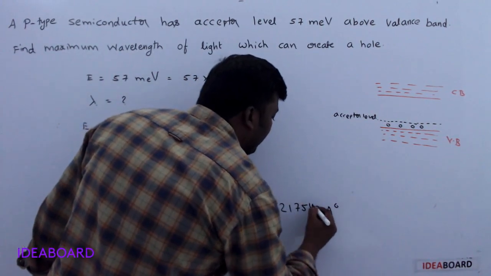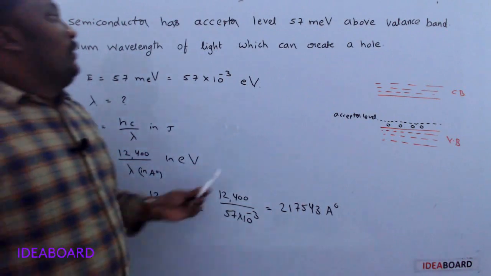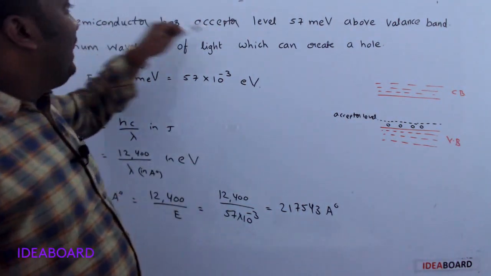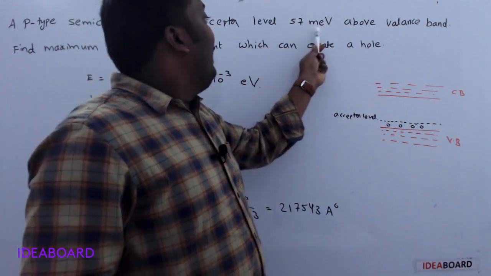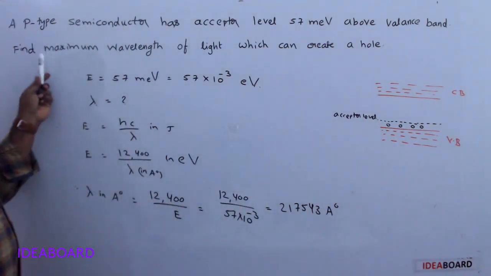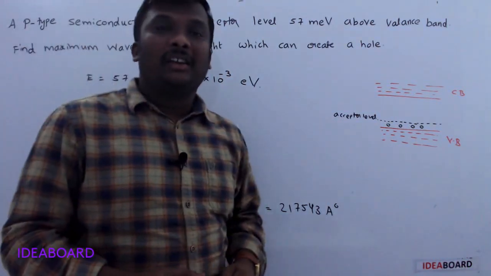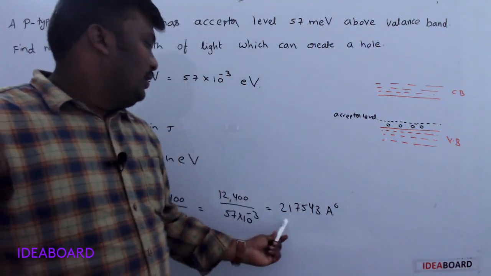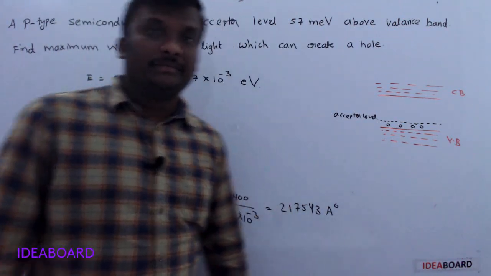217543 angstrom units. Okay, so whenever the acceptor level has this much energy, 57 milli electron volt, the maximum wavelength of light required to create the hole is 217543 angstrom units. Understand?